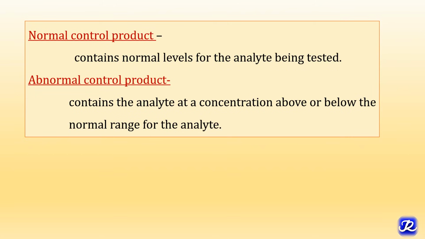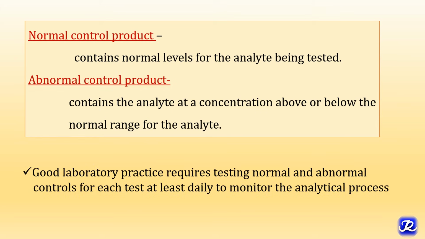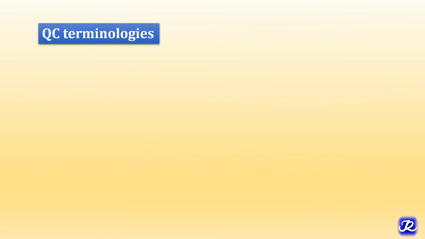In a clinical laboratory, you can have three types of control: low, normal and high control. But most laboratories use only two controls: normal control and high control. Good laboratory practice requires testing normal and abnormal controls for each test at least daily to monitor the analytical process. Now let us understand some important quality control terminologies, like accuracy and precision.